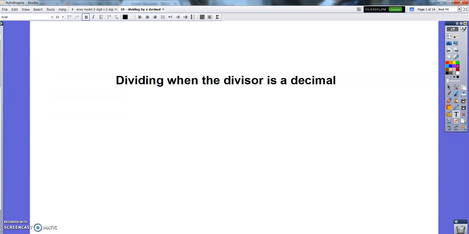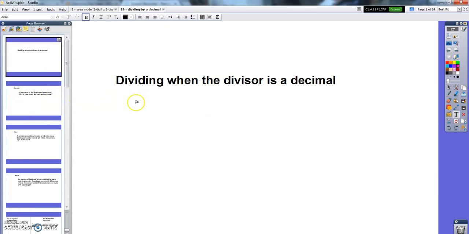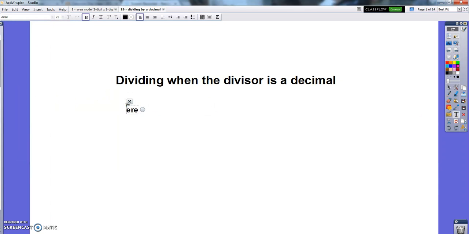Good evening, Accelerated Math. Tonight's lesson is on dividing when the divisor is a decimal. The divisor is the number you divide by, so you could alternately call this dividing by a decimal. We divided decimals, but we never divided by a decimal. And the reason for that is I wanted you to understand dividing by a fraction first, because dividing by a fraction and dividing by a decimal are kind of the same thing.